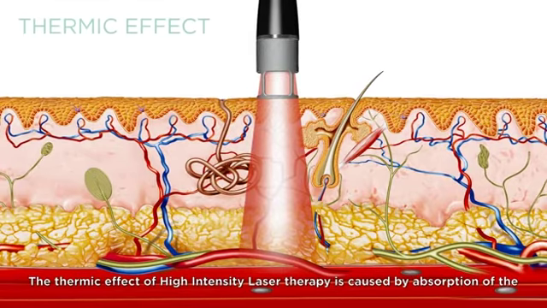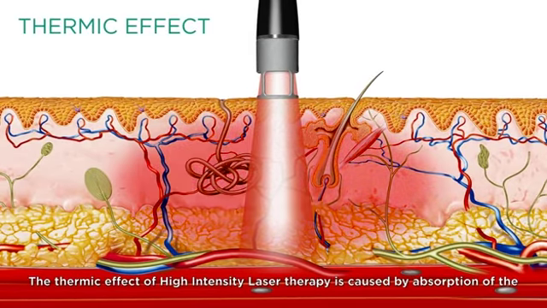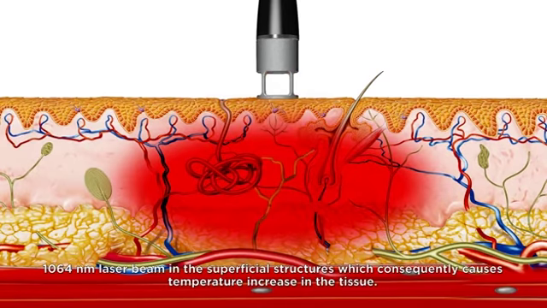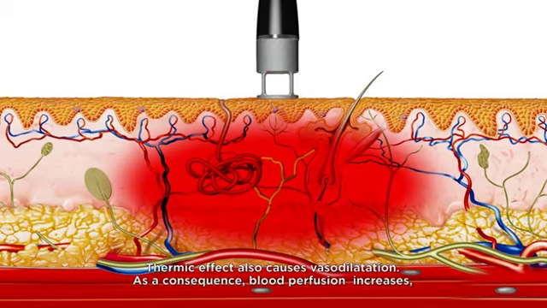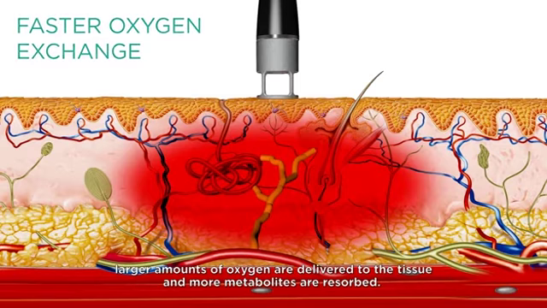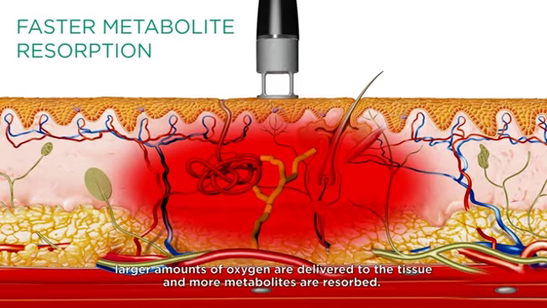The thermic effect of high-intensity laser therapy is caused by absorption of the 1064 nanometer laser beam in the superficial structures, which consequently causes temperature increase in the tissue. The thermic effect also causes vasodilation. As a consequence, blood perfusion increases, larger amounts of oxygen are delivered to the tissue, and more metabolites are resorbed.